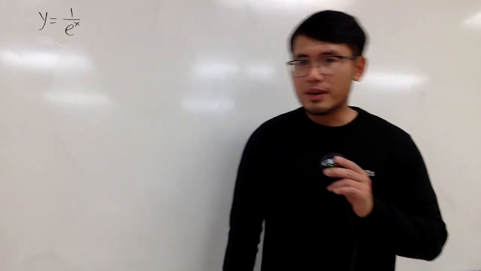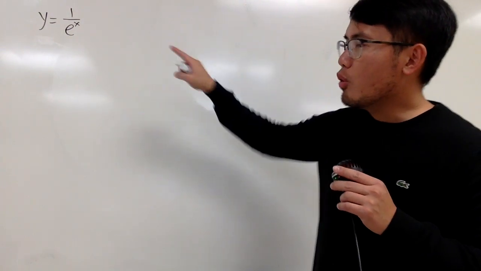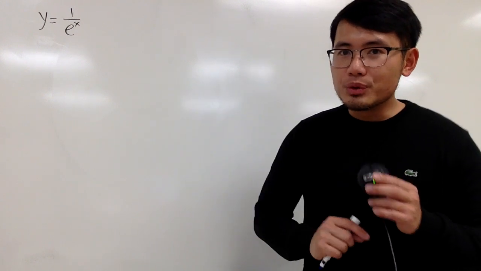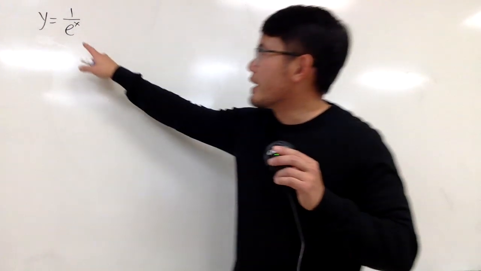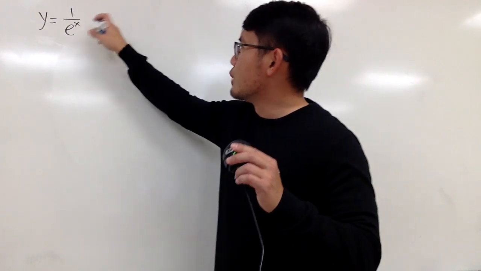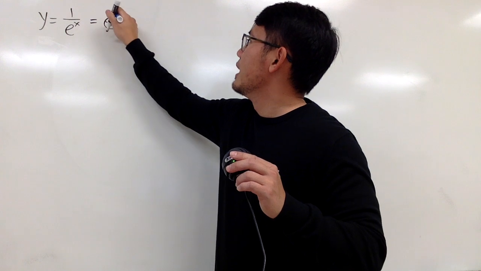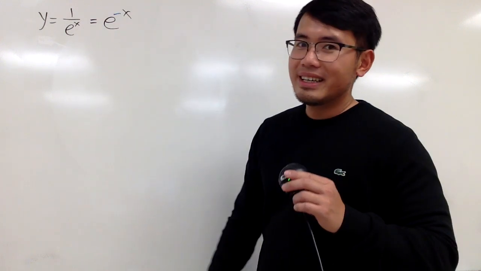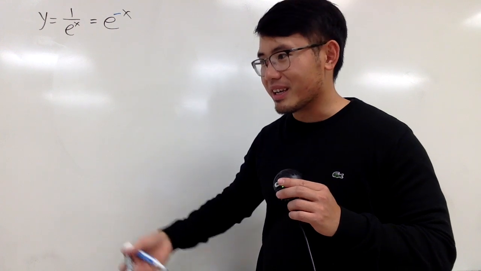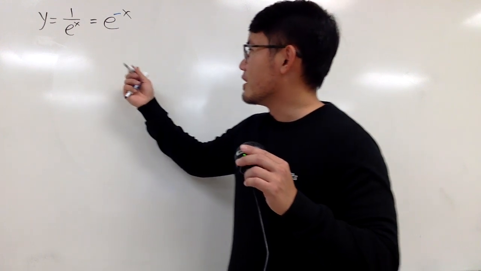Alright, in this video, we're going to find the third derivative of 1 over e to the x. In fact, we don't have to use the quotient rule because right here, we have e to the x in the denominator. We can actually just write this as e to the negative x. And then we can just use the chain rule to get the first derivative and then do it again and do it again.